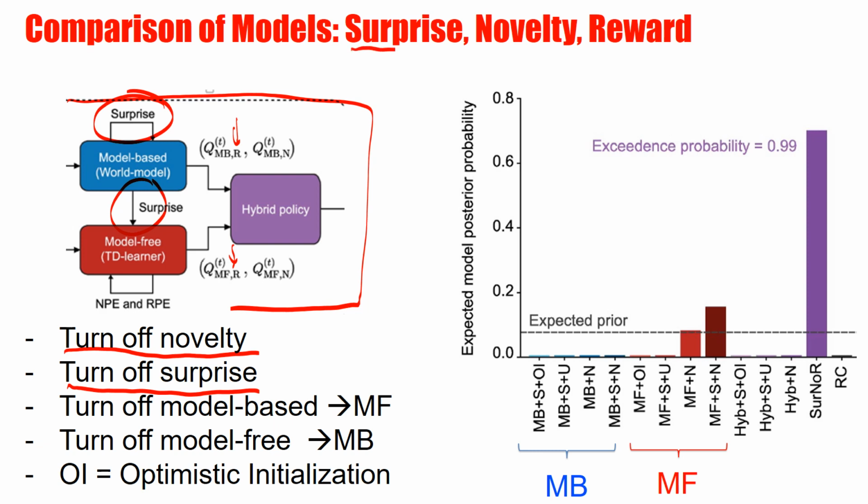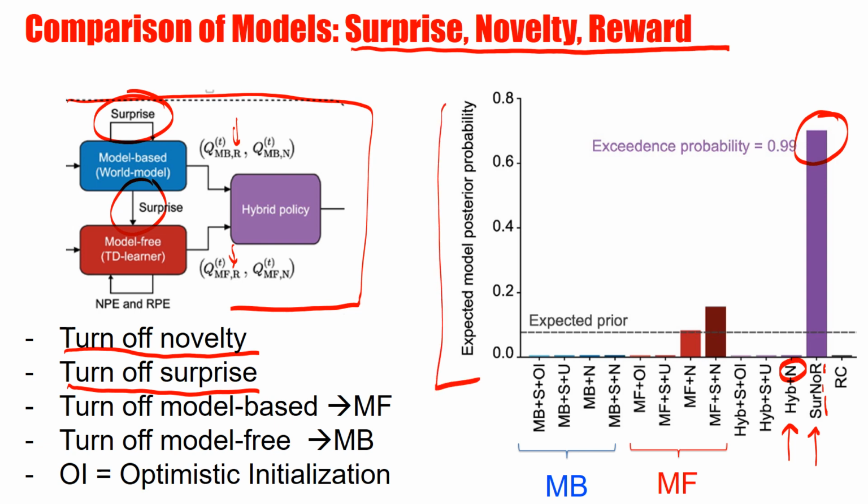The full model has surprise, novelty, and reward. It's called Cerner. Surprise, novelty, and reward. And this is by far the best model. Now, if I take this model and just turn off the modulation by surprise, I still have a hybrid model that has model-based and model-free branches. It has novelty, N stands for novelty, but it's just not as good. This is the expected model posterior probability or exceedance probability, how likely it is that a given model is the better explanation. And this is by far the better explanation, to use the model with surprise.